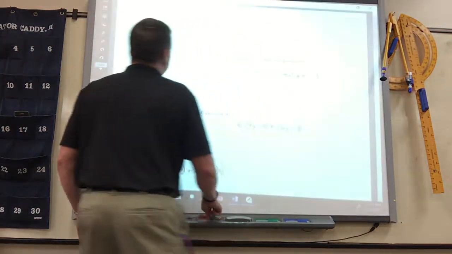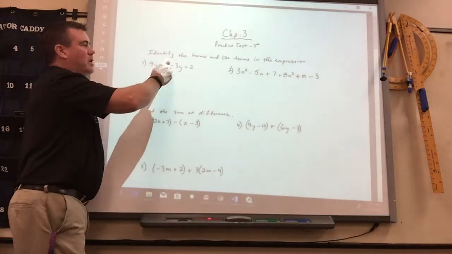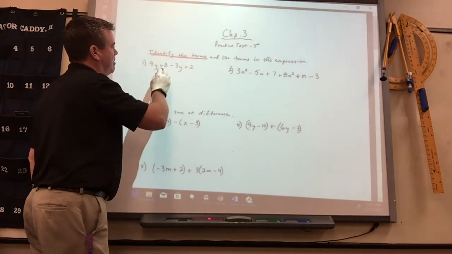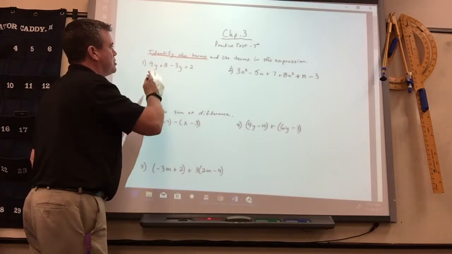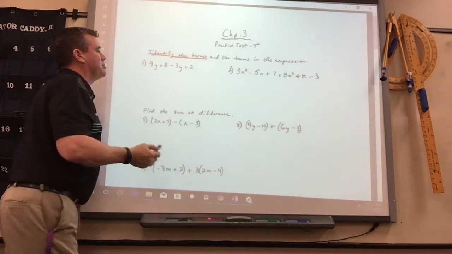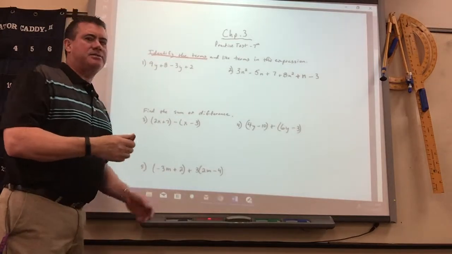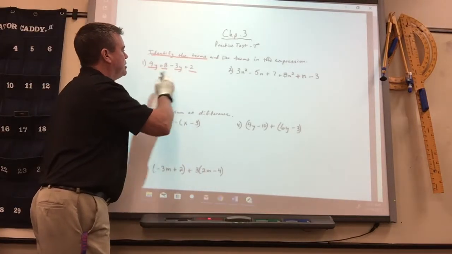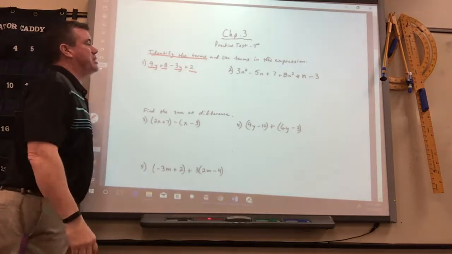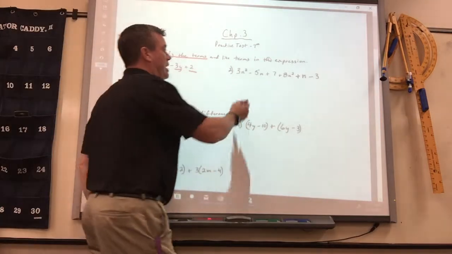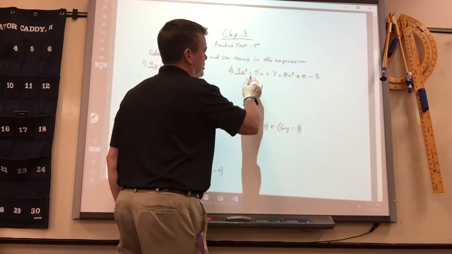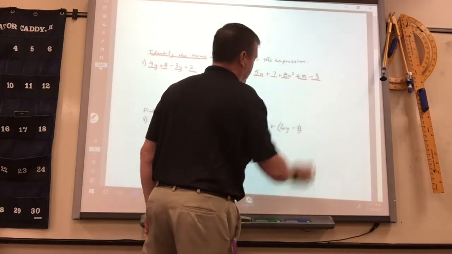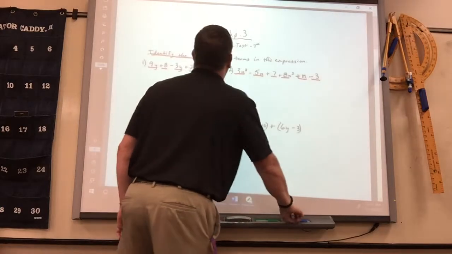Okay, remember when you identify the terms, terms are separated by plus and minus signs. So to identify the terms, all you got to do on the test is just underline each term. So you can see there's 1, 2, 3, 4 terms there. Over here, when you identify them, there's a term, there's a minus, so that's a term, there, there, there, and there.